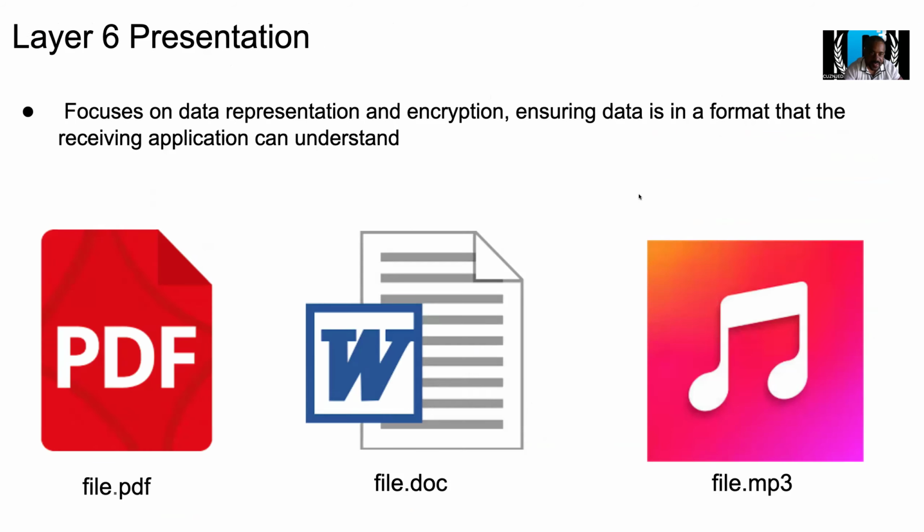Layer 6 is the presentation layer. And the way I describe the presentation layer is translation. Just like you need an interpreter to translate English to Spanish. So at this layer, if you receive, for instance, some file.pdf, that has to be translated into a format that can be readable by your human eyes. Or if you receive a file.doc, it has to be transferred to something that can be read in Microsoft Word. Or if you see file.mp3, it has to be translated into something that can be heard by your human ears.